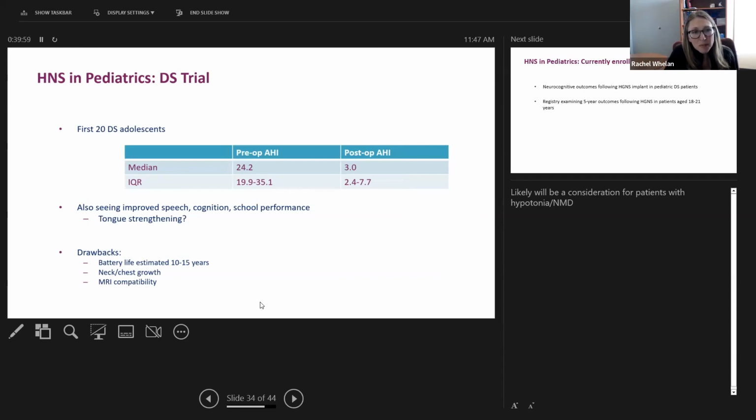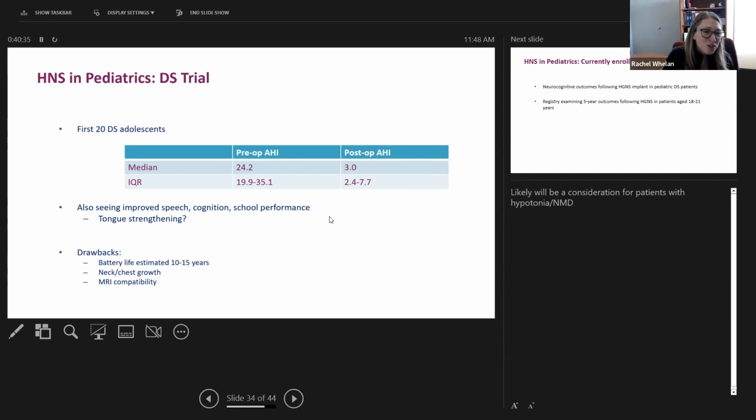In terms of published data so far, it has been on 20 adolescents with Down syndrome that were implanted at 5 different sites across the country. In Pittsburgh, we are one of those sites, and it's been exciting over the past few years. Looking at objective pre and post-op AHI scores, you see significant improvement. There also seems to be, from parental report, improved speech, cognition, school performance, and overall daytime functioning.